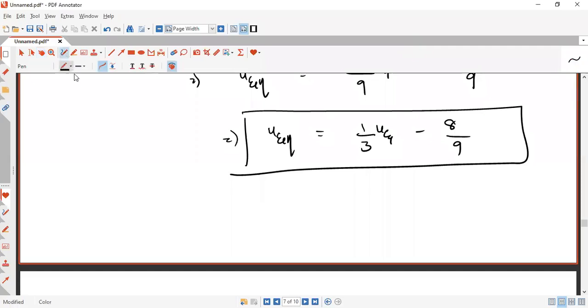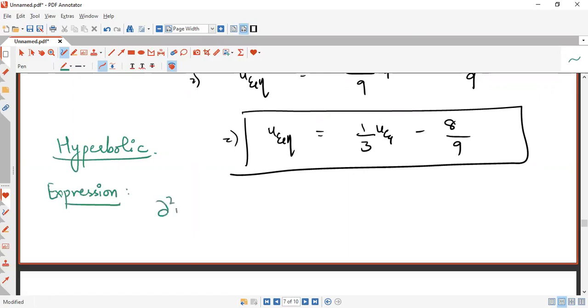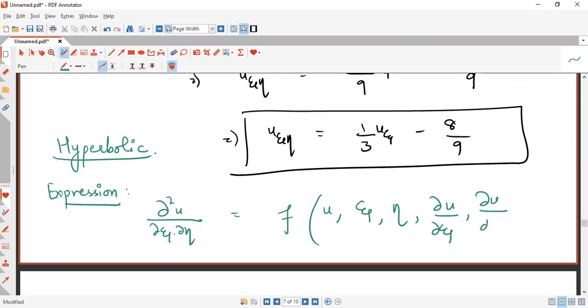The observation for the hyperbolic function here. Hyperbolic function, the expression is del square u by del xi del eta as a function which will include some u, some xi, some eta, or del u by del xi, or del u by del eta. So you can compare, right?